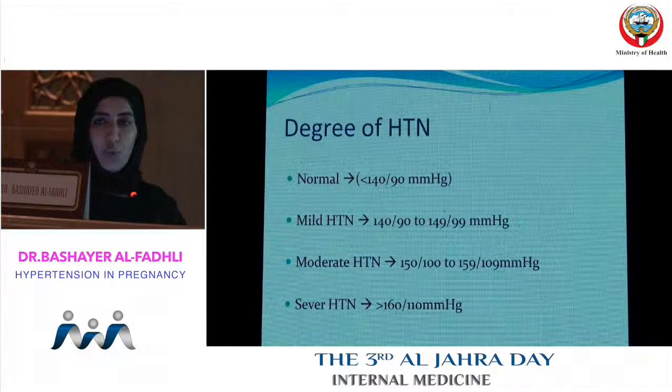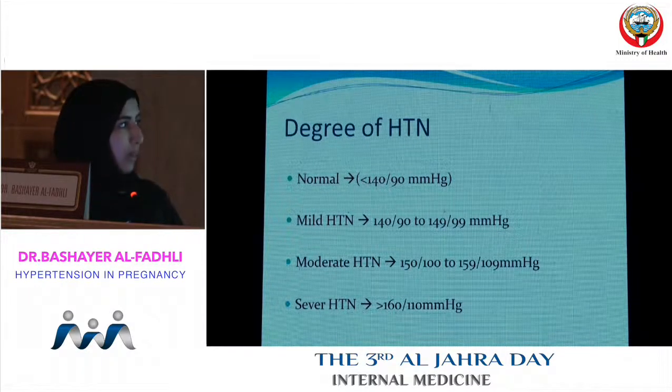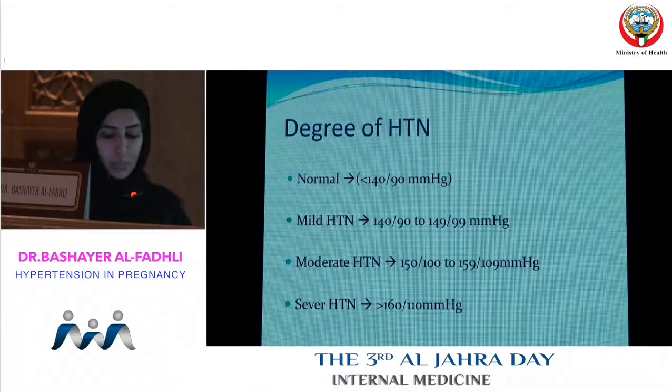We don't have stage 1 or stage 2 hypertension. We have mild, moderate, and severe hypertension. Mild hypertension, systolic range between 140 and 149. Moderate hypertension, blood pressure between 150 and 159. And severe hypertension is more than 160 systolic or diastolic more than 110.